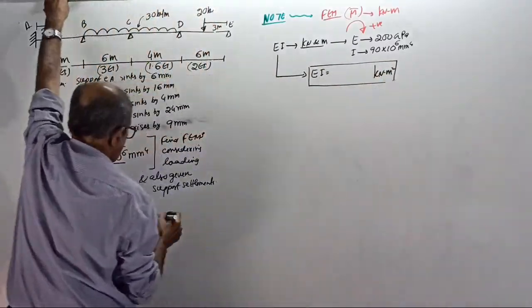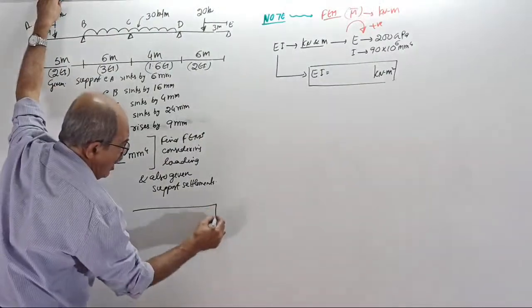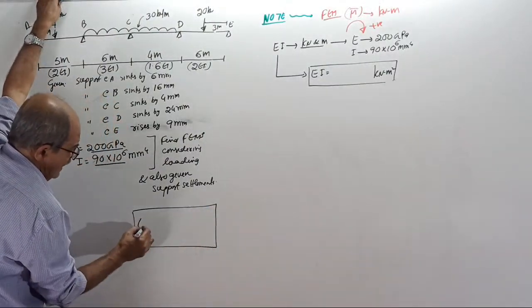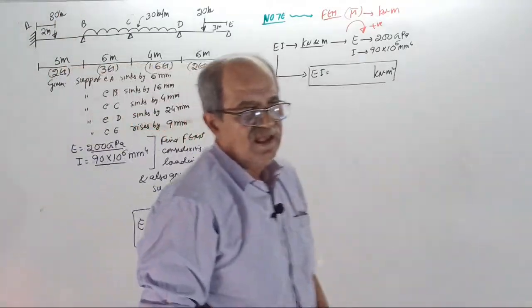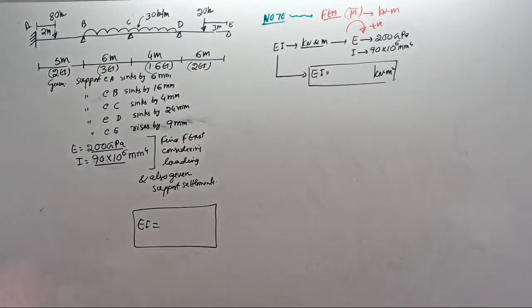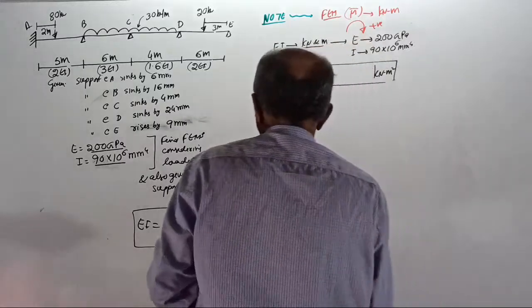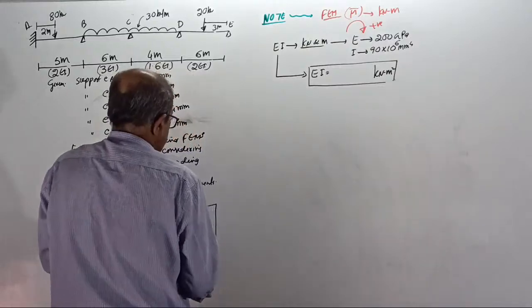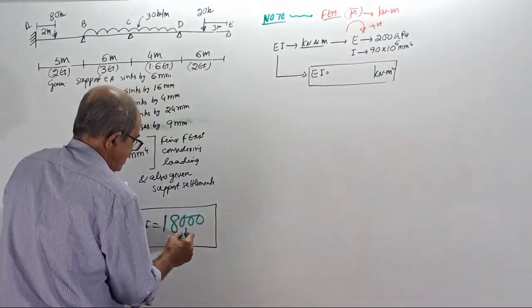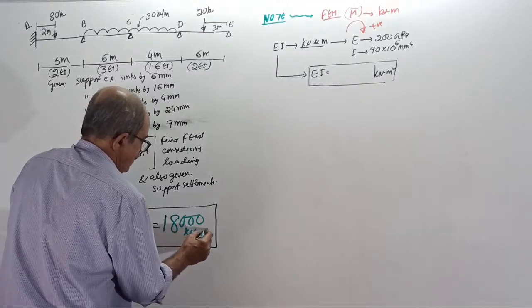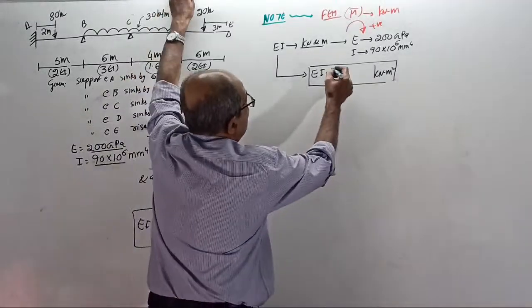I will write here. So conclusion, remember, for all substitution, your EI equal to, I am writing that one. Tell the answer, EI in kilonewton meter unit. EI becomes 18,000. Remember, it is 18,000 kilonewton meter square.